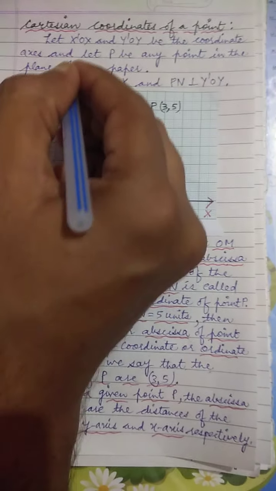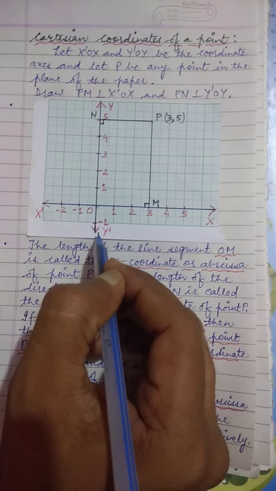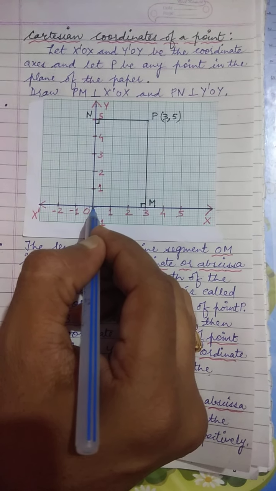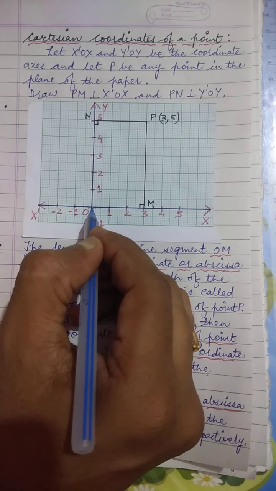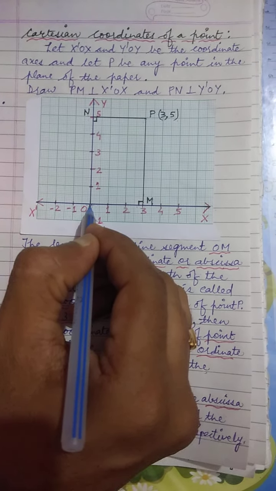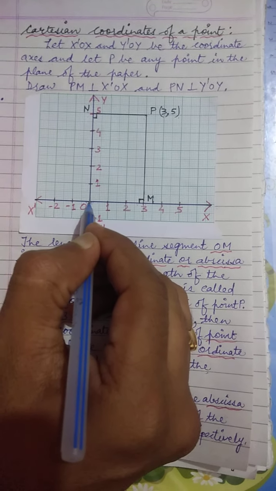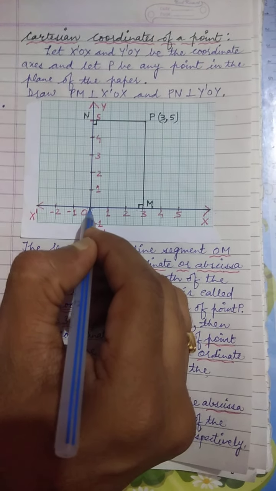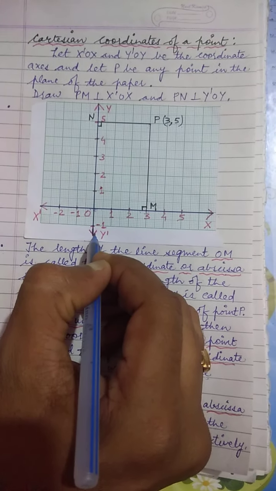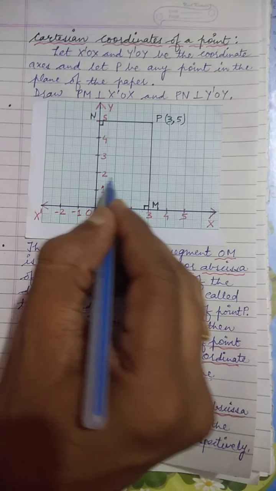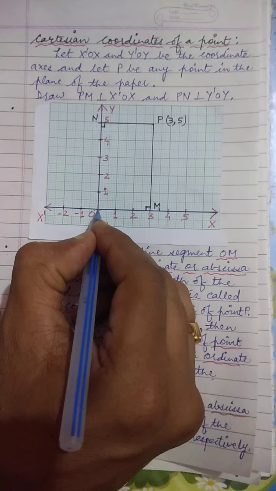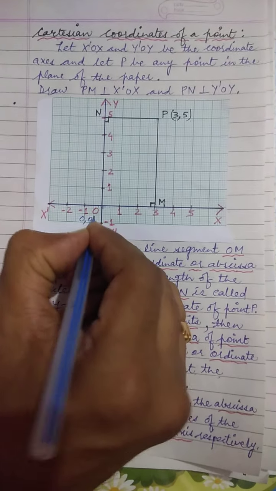Similarly, if we take a point on the y-axis, then its distance from the y-axis is 0, and therefore the x-coordinate or the abscissa of this point is 0. Thus the abscissa or x-coordinate of every point on the y-axis is 0, and the coordinates of a point on the y-axis are of the form (0, y), and we know that the coordinates of the origin are (0, 0).